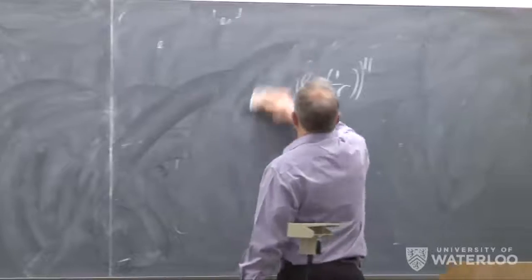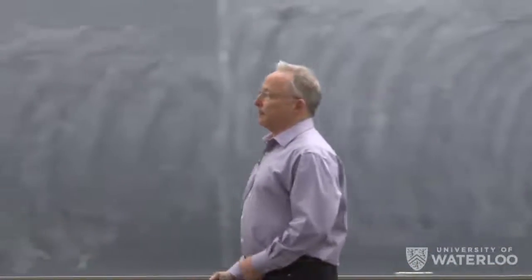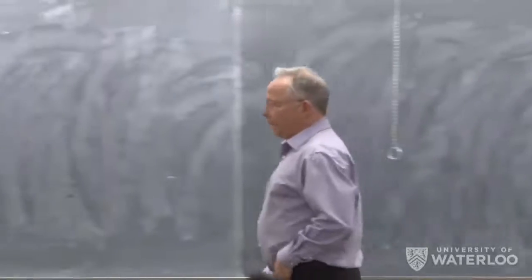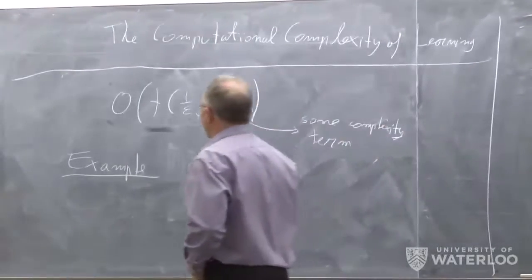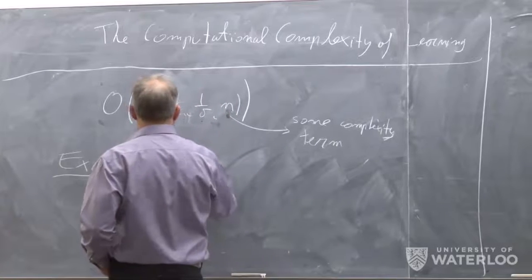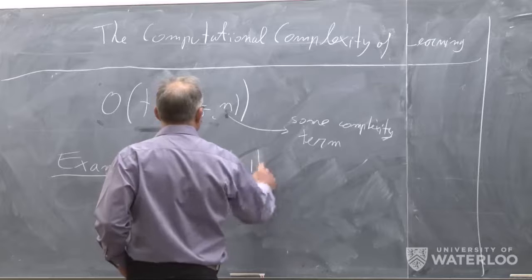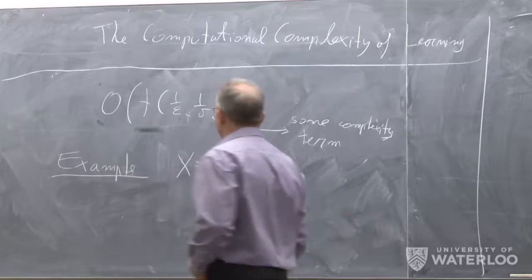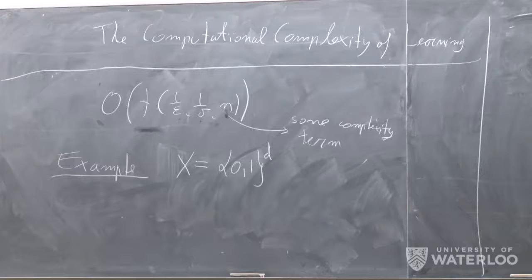So in the next example, my domain was the Euclidean space. Now my domain is going to be the Boolean cube. So here my x is going to be the Boolean cube, that is the set of all 0, 1 vectors of length d.